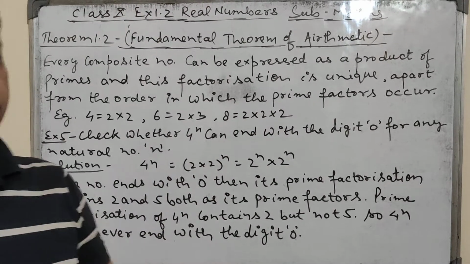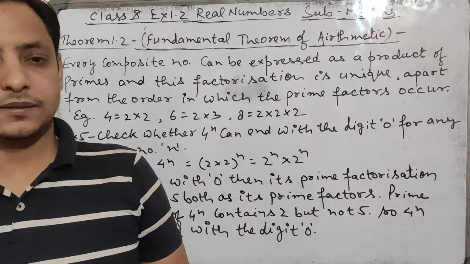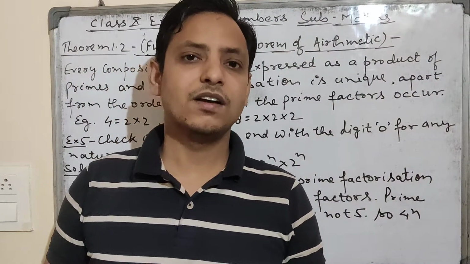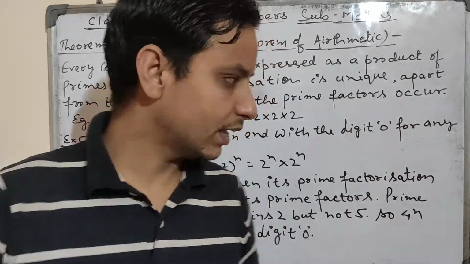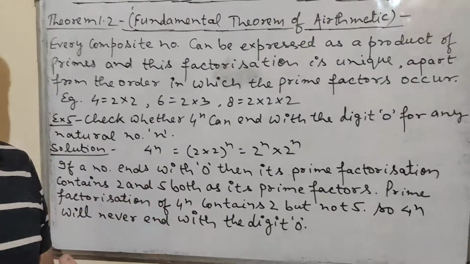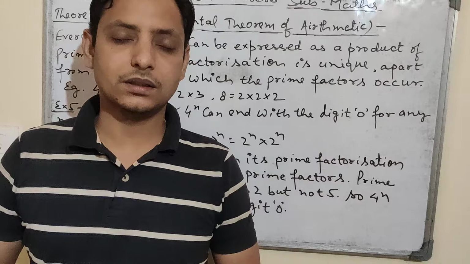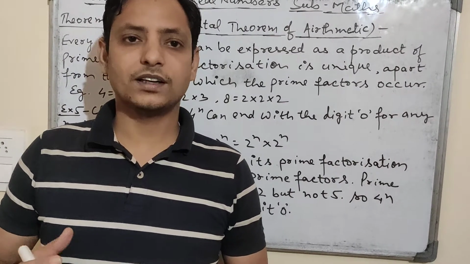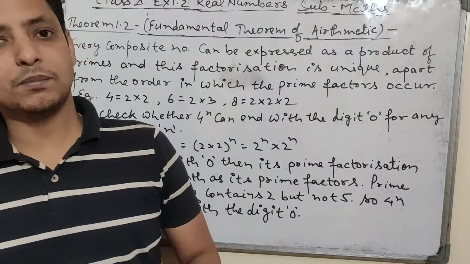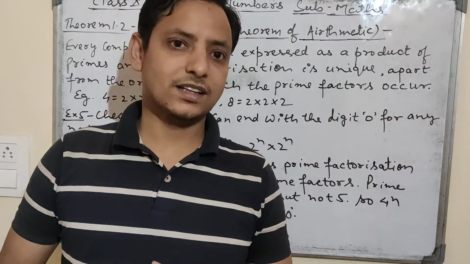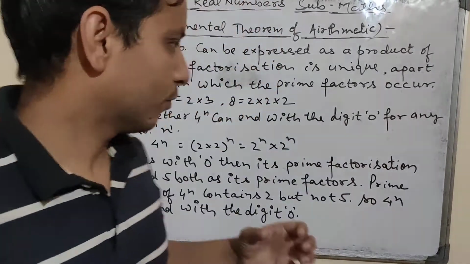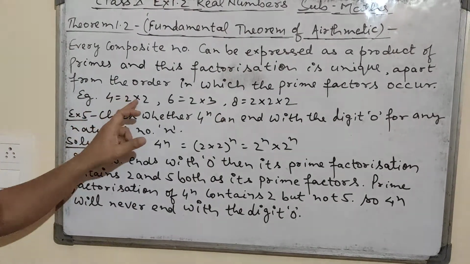So what do you understand by a composite number? A composite number can be factorized. It has factors, just like 4. But 3 is not a composite number because 3 is a prime number. It cannot be factorized. It has only the factors 1 and 3. But a composite number must have factors other than 1 and itself also, just like 4. 4 has 2 into 2.